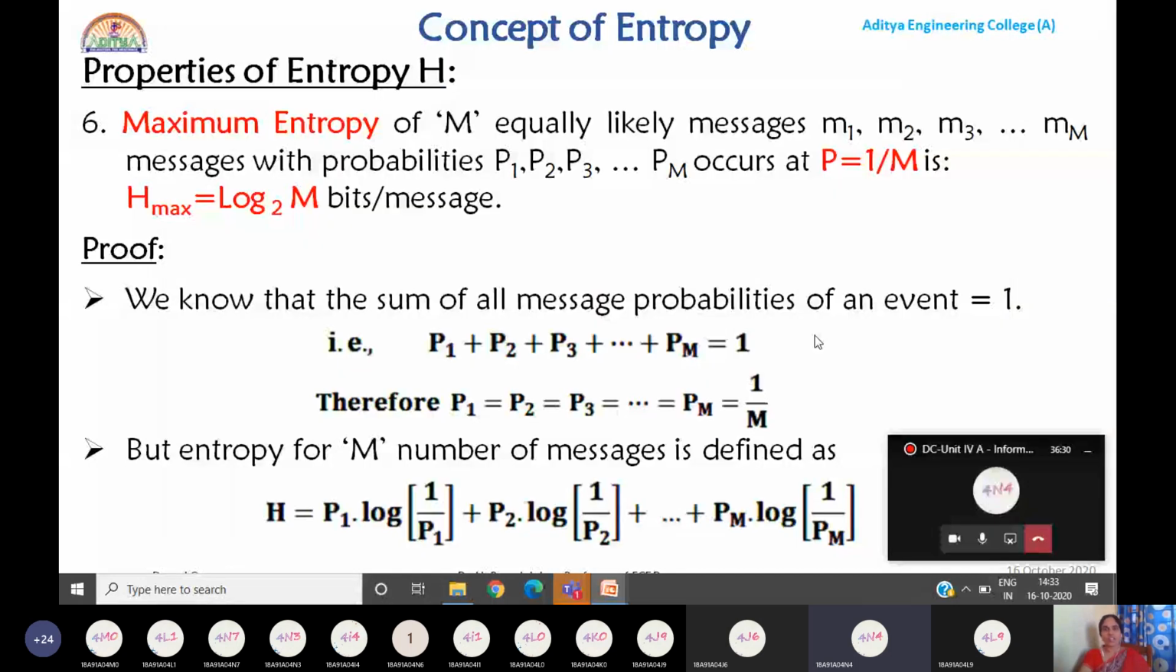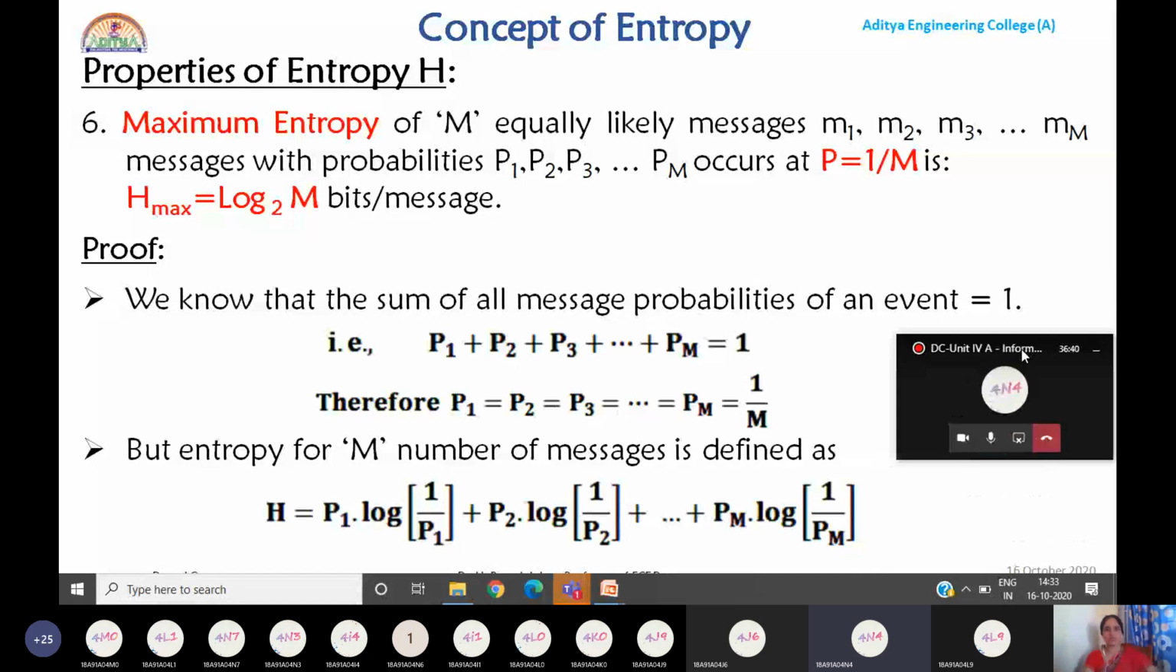Okay, can you tell me the sixth property of entropy? Tell me what you understood. Maximum entropy of m equally likely messages with probabilities p1, p2 and so on up to pm occurs at p equals 1 by m. And the maximum entropy at that probability p equals 1 by m is log m base 2 bits per message.